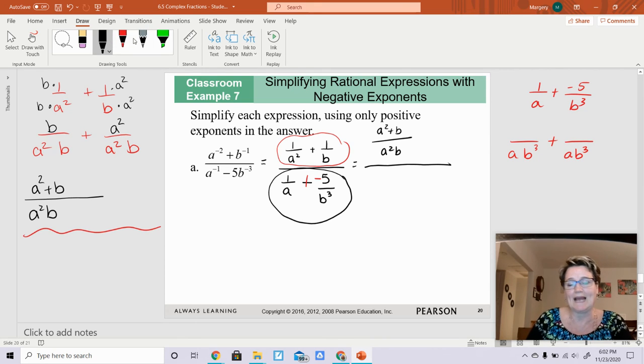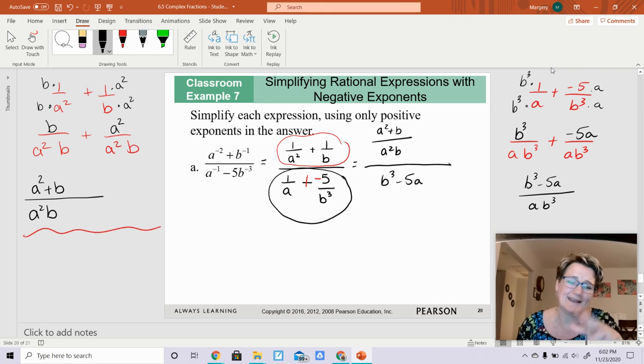So what you're going to do is you're going to ask yourself, what's missing here? Well, b cubed is missing. If it's missing here, you're going to multiply it up here. So that gives you b cubed. Here, you're missing an a, so you're going to times that by a. That gives you a negative 5a. So you get it. It's going to be b cubed minus 5a over a b cubed. Okay, so I'm going to end up writing this down here. I could have written the negative 5a first, but I didn't, so not a big deal. Commutative property.